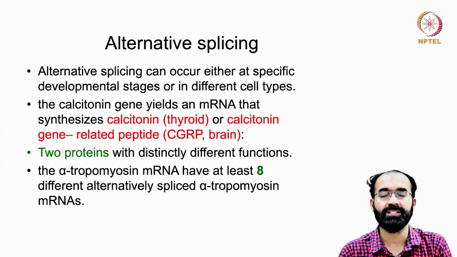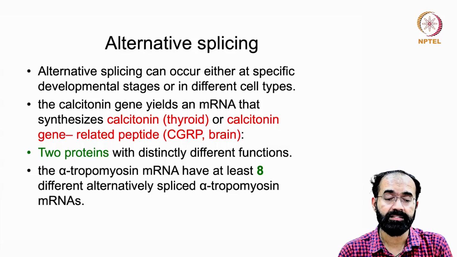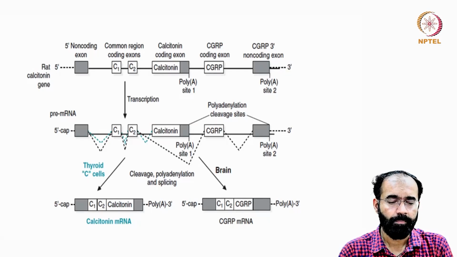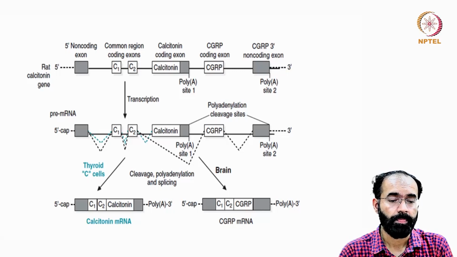So alpha tropomyosin is a structural protein, but its mRNA can give rise to 8 different alternatively spliced alpha tropomyosin mRNAs and subsequently that many different proteins. Let us see how this is done. We will see the calcitonin example also.